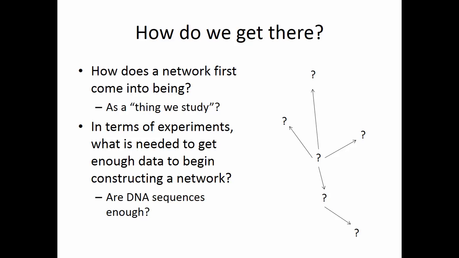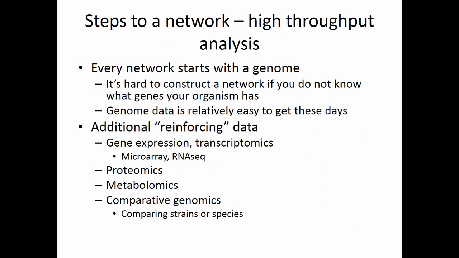And so then again the question is, in terms of experiments, what do we need to get enough data to begin constructing a network? Is it enough to just have a genome sequence? DNA sequences, are they enough? Do we need transcriptome data? Do we need metabolome data? Do we need proteome data? So every network does start with a genome. You do need a little more than that. It's hard to construct a network if you don't know what genes your organism has. So it's a pretty good idea to have a genome.